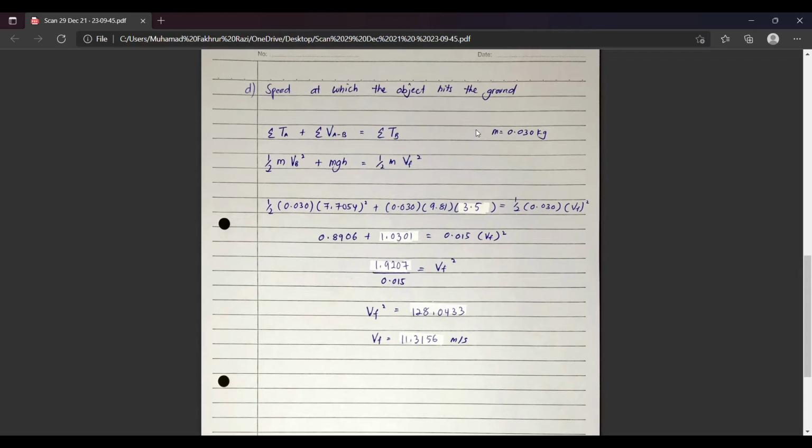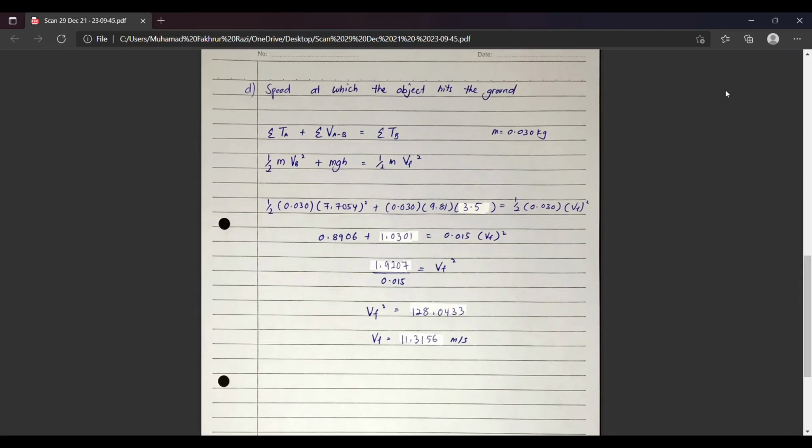For question D, the speed at which the object hits the ground. We use the conservation of energy equation, and the height is 3.5 meter. So the final velocity is equal to 11.3156 meter per second.